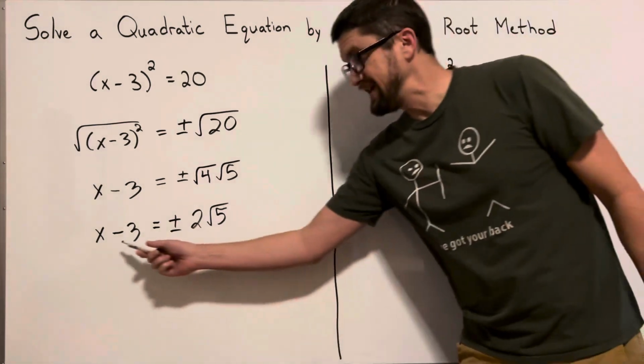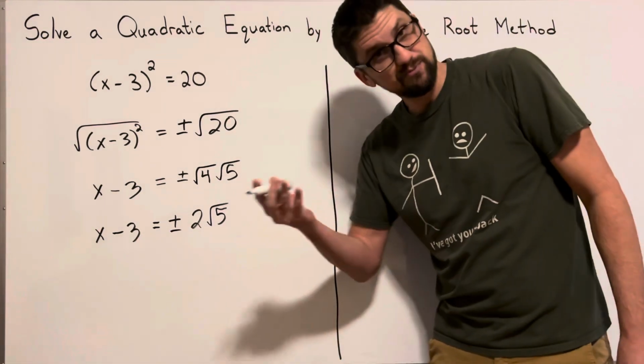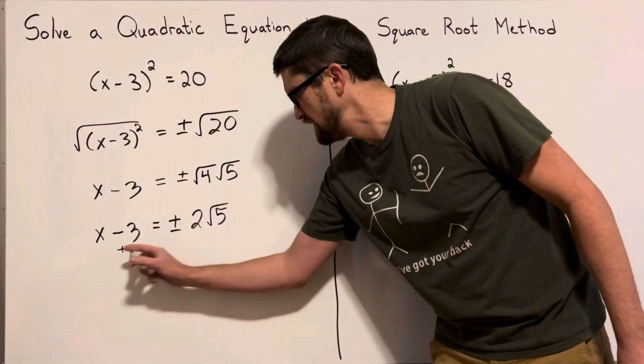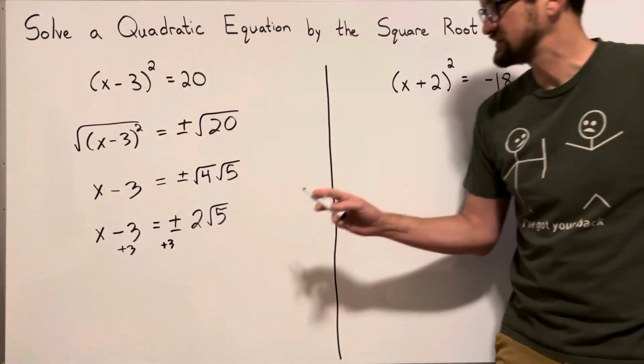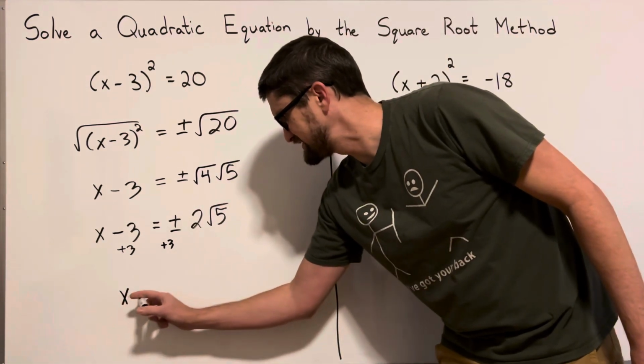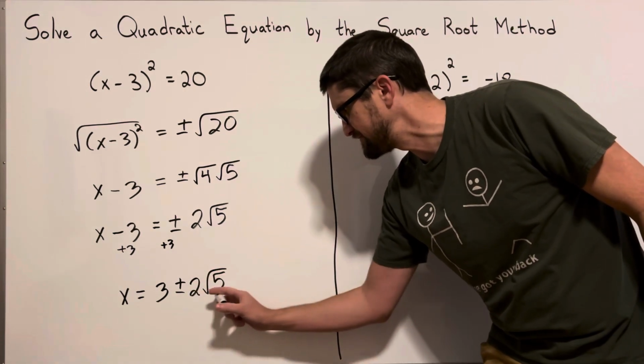Now remember, we're solving for x here, so I need to get rid of this minus 3 on the left, and you can do that just by adding 3 on both sides. And I'm going to put the positive 3 in front of the plus or minus. So x is going to equal 3 plus or minus 2 times square root of 5.